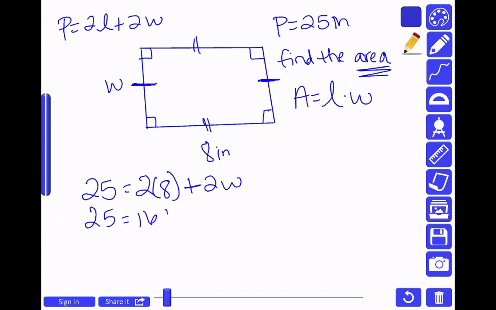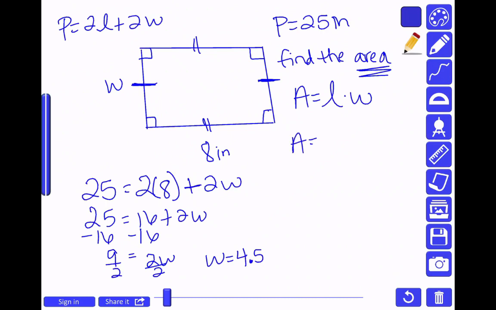25 equals 16 plus 2w. Subtract 16 on both sides. 2w equals 9. Divide by 2. W equals 4.5, which is the same as 9 over 2. Now that I have my width, I can find my area by plugging it into the formula. So the area is 36 inches squared.